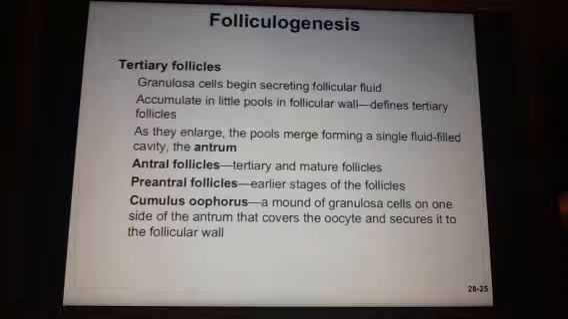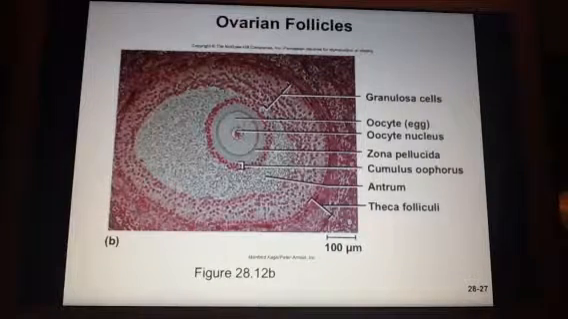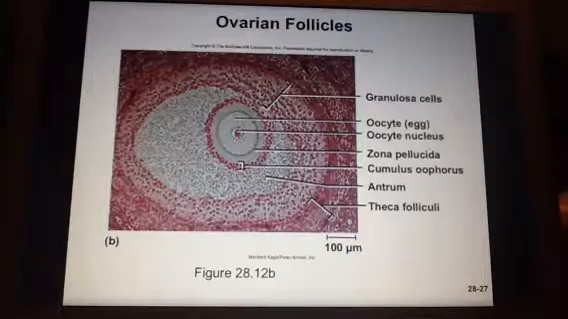So the tertiary follicle, they start to secrete this fluid. They make little pools in the wall, and that is what defines the tertiary follicle. But as they enlarge, the pools merge, and they make a fluid-filled cavity called the antrum. And so I want to get to a picture of that, and we'll go back to this. There's a picture, but this is a microscope picture, so they all kind of look the same.